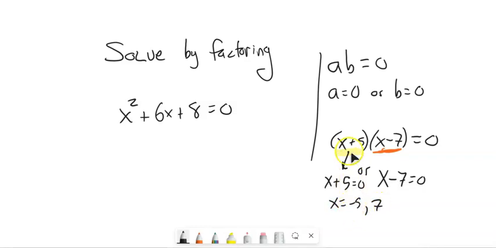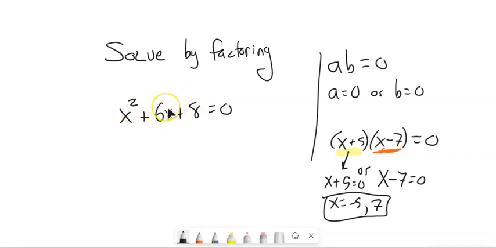Notice if I plug negative 5 back into here, negative 5 plus 5 is 0. I have 0 times negative 5 minus 7. What's that? Negative 12? But it doesn't matter because 0 times whatever is 0. Or if I plug the 7 back in, 7 plus 5 here gives me the 12, and 7 minus 7 here gives me the 0. At least one of them is 0, that gives me 0. So x could be these two different things. Hopefully you see the pieces.